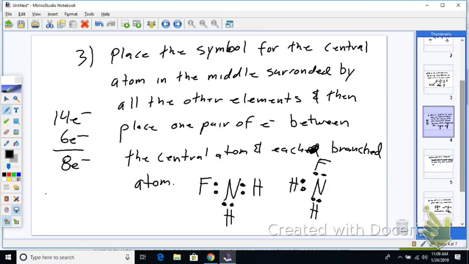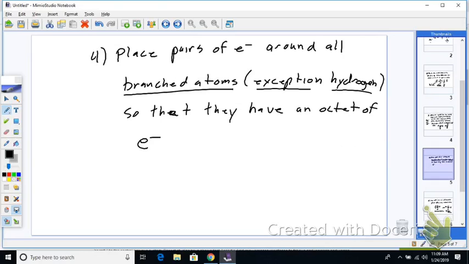Okay? And that's what the next step will say, that you'll need to place pairs of electrons around the branched atoms so that they can have an octet of electrons. You're going to place them around the branched atoms so that they can have an octet of electrons. So go ahead and place it around.